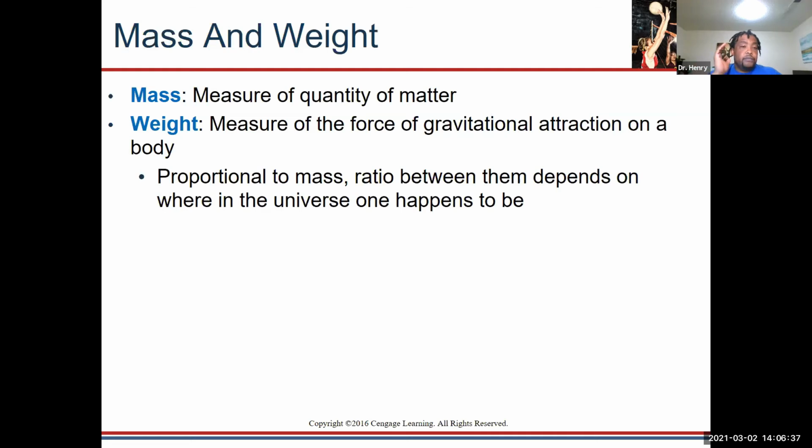Okay. Mass is just going to be the measurement of the quantity of matter, right? The weight is going to be the measurement of the force of gravity on a body. So since the gravity on Earth is different than the gravity on the moon, would you weigh the same on the Earth as you do on the moon? No, you wouldn't. But if I asked you, is your mass the same on the Earth as it is on the moon? Yeah, it's the same. Simple.